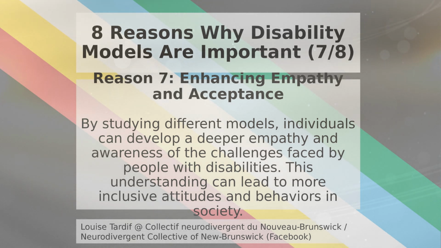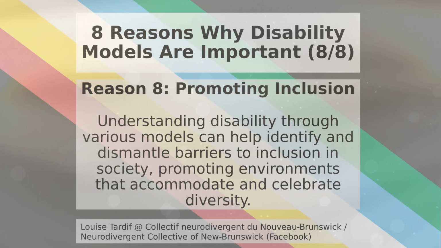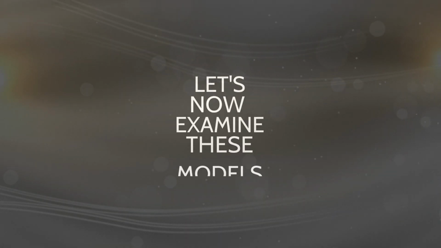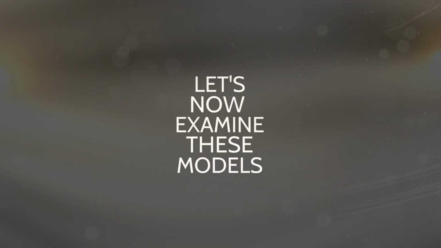Seven, enhancing empathy and acceptance. When we look at the different models, we can gain a deeper understanding and empathy for the barriers that we face so that we can then work together to make society better. And ultimately, it helps promote inclusion. When we dismantle barriers and we are included in society, the world is just better. So now let's look at these specific models quickly.